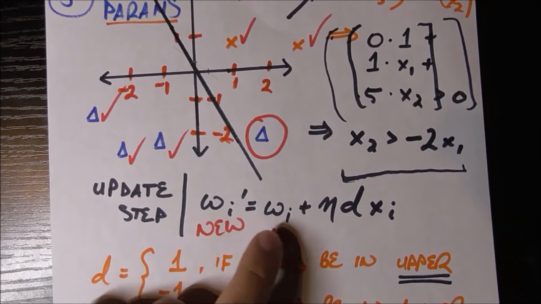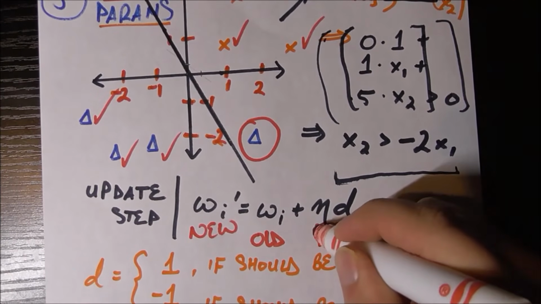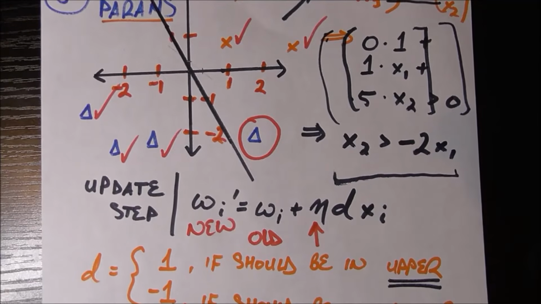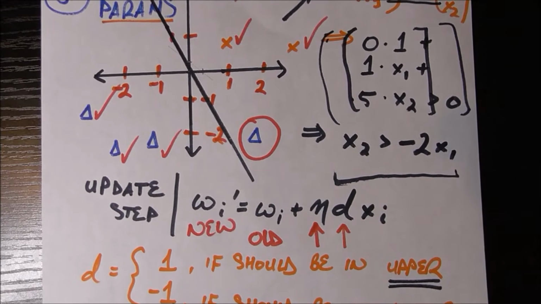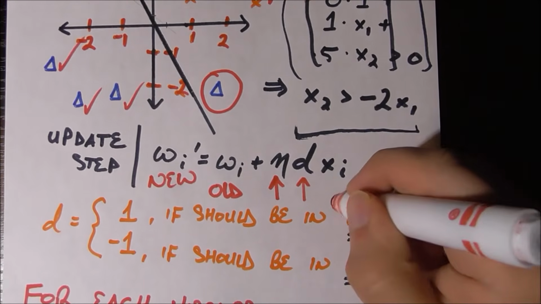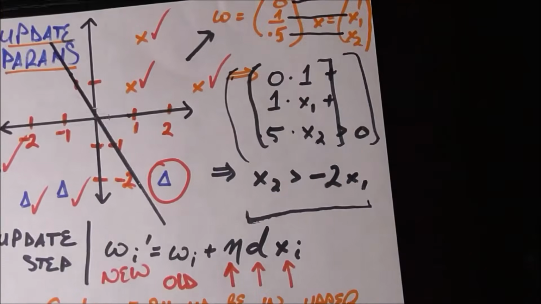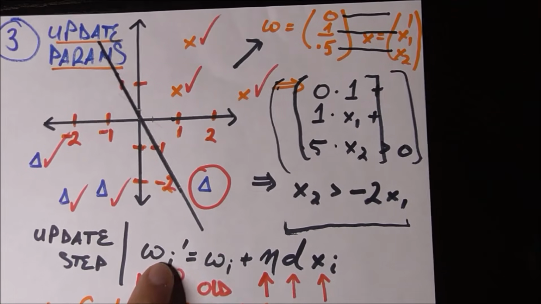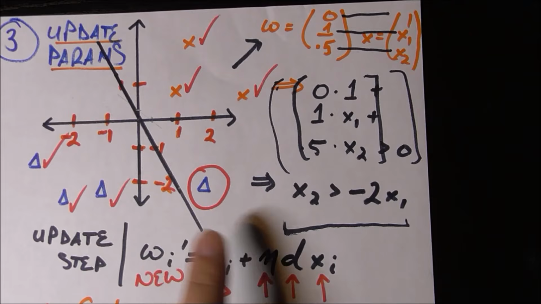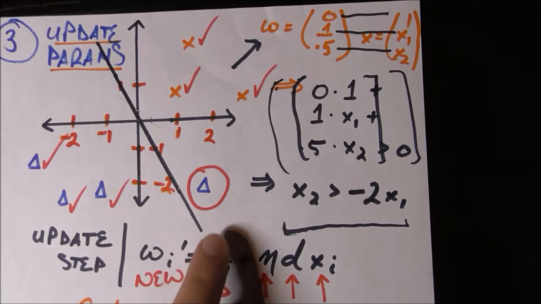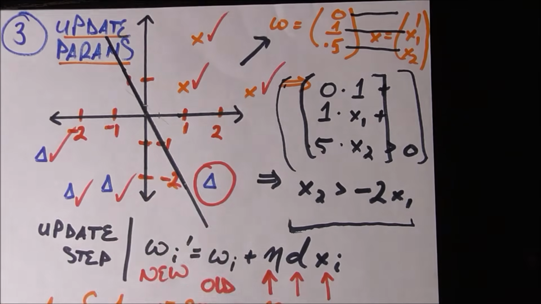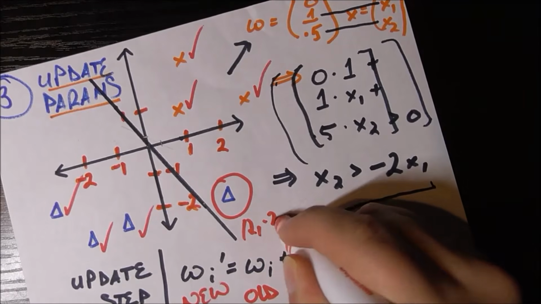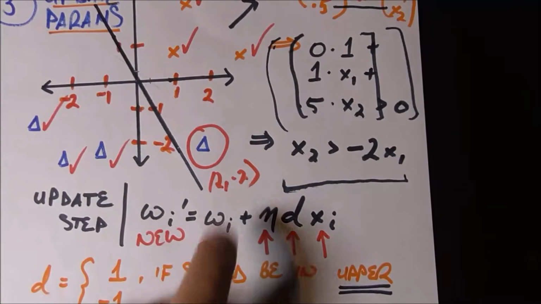So the new one is given by the old one plus the learning rate. This is where that learning rate factors in, new, times d. D is defined just below, so we'll do that in a second, times the corresponding x value. So if we're trying to update omega 2, then this is going to be x2 of the misclassified point. In this case, the misclassified point is at 2, minus 2. So the x2 would be negative 2, okay?